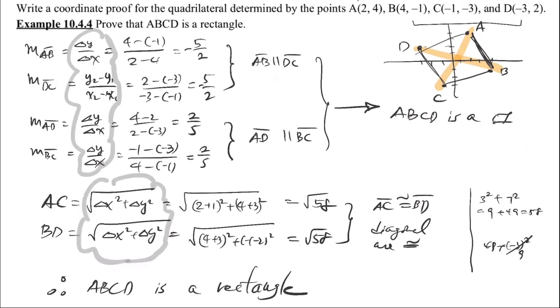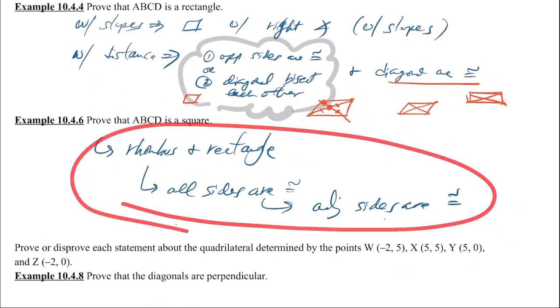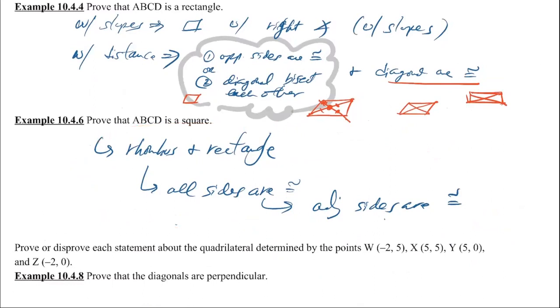All right, guys? Okay, let's go back to the previous question over here. What are we trying to do, guys? We are trying to show that ABCD is a square. How do we plan to do that? Well, we already proved that it's a rectangle. So all we gotta do is show that it is a rhombus. That's right. It is also a rhombus.